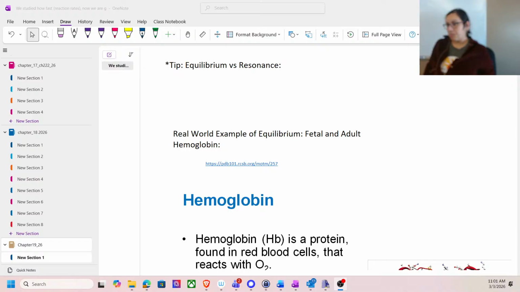So is that kind of like a buffer solution then? Kind of. So yeah, buffers are related to equilibrium.